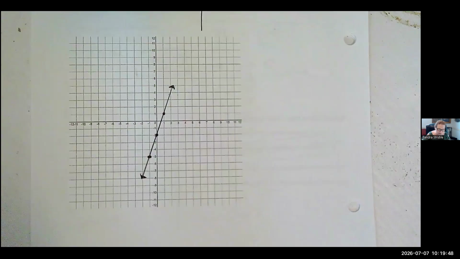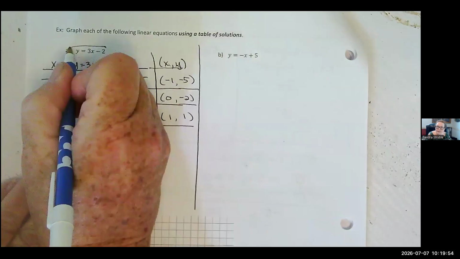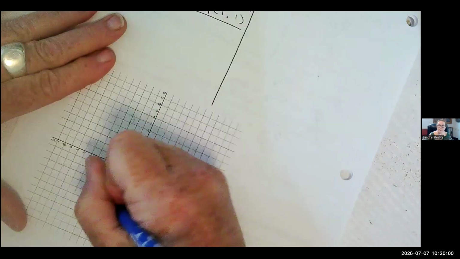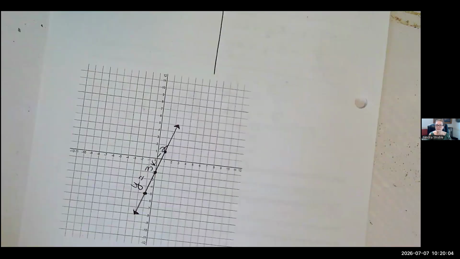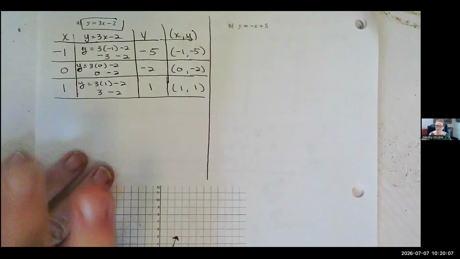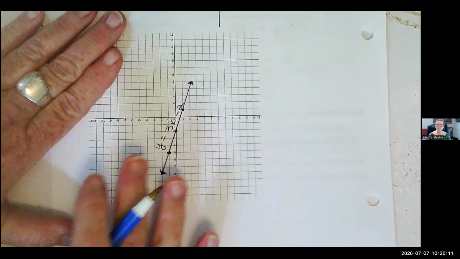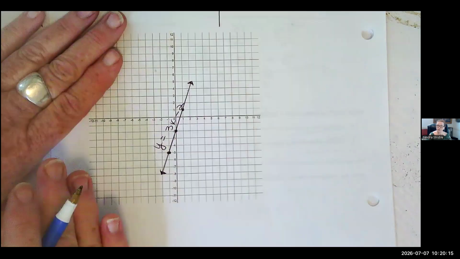The next thing you need to know is to label this line. You're going to come back up here and write this next to that line. This is naming your baby: y equals 3x minus 2. Done. That part for this problem is done. We've created the table, we've plotted our points, we've drawn the line, and then we've named our line. Name your baby.